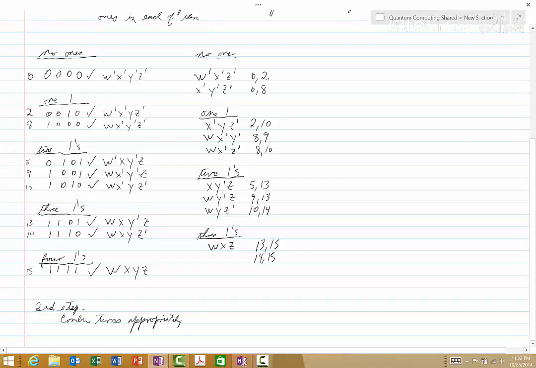And for 14 and 15, they differ only in the Z bit, so that's WXY. Once we take out the Z term, those two match. And so that's it. We've now gone through all the possibilities for this column.